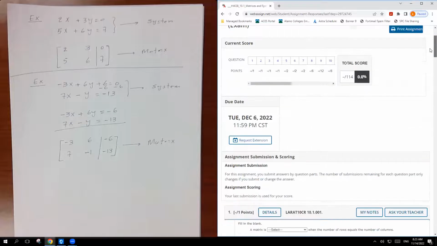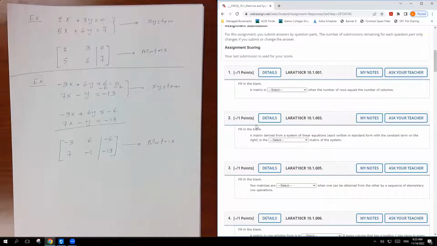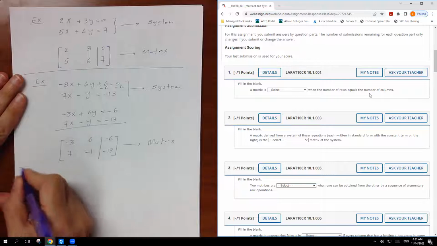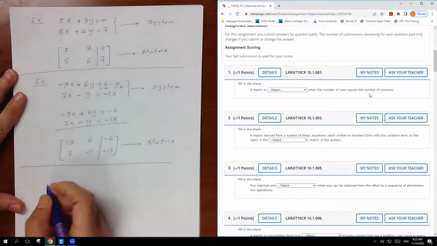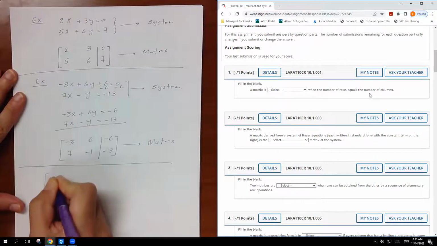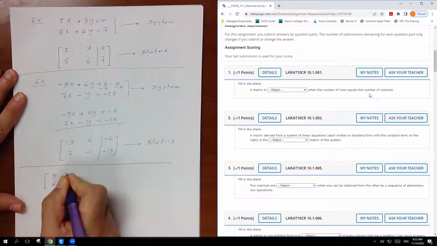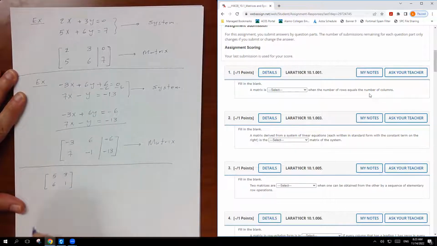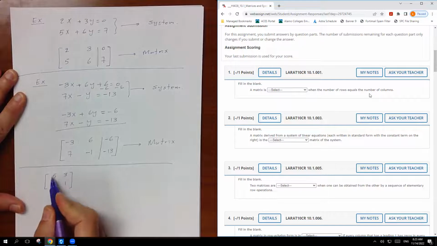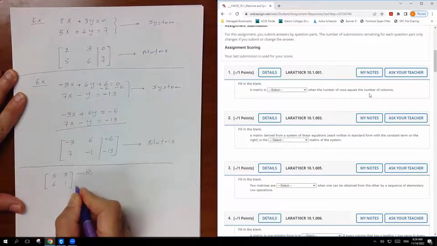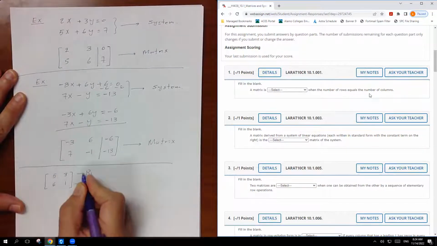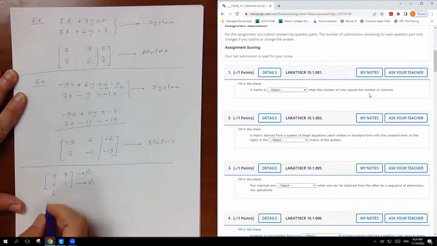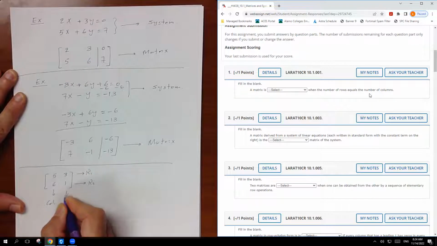So if we go to example 1, let's see. A matrix is square when the number of rows equals the number of columns. For example, if you have this matrix 5, 6, 3, 1. How many rows do we have? This is row 1 and this is row 2. We have 2 rows. Now, how many columns? This is column 1 and this one is column 2. So we have 2 rows and 2 columns.